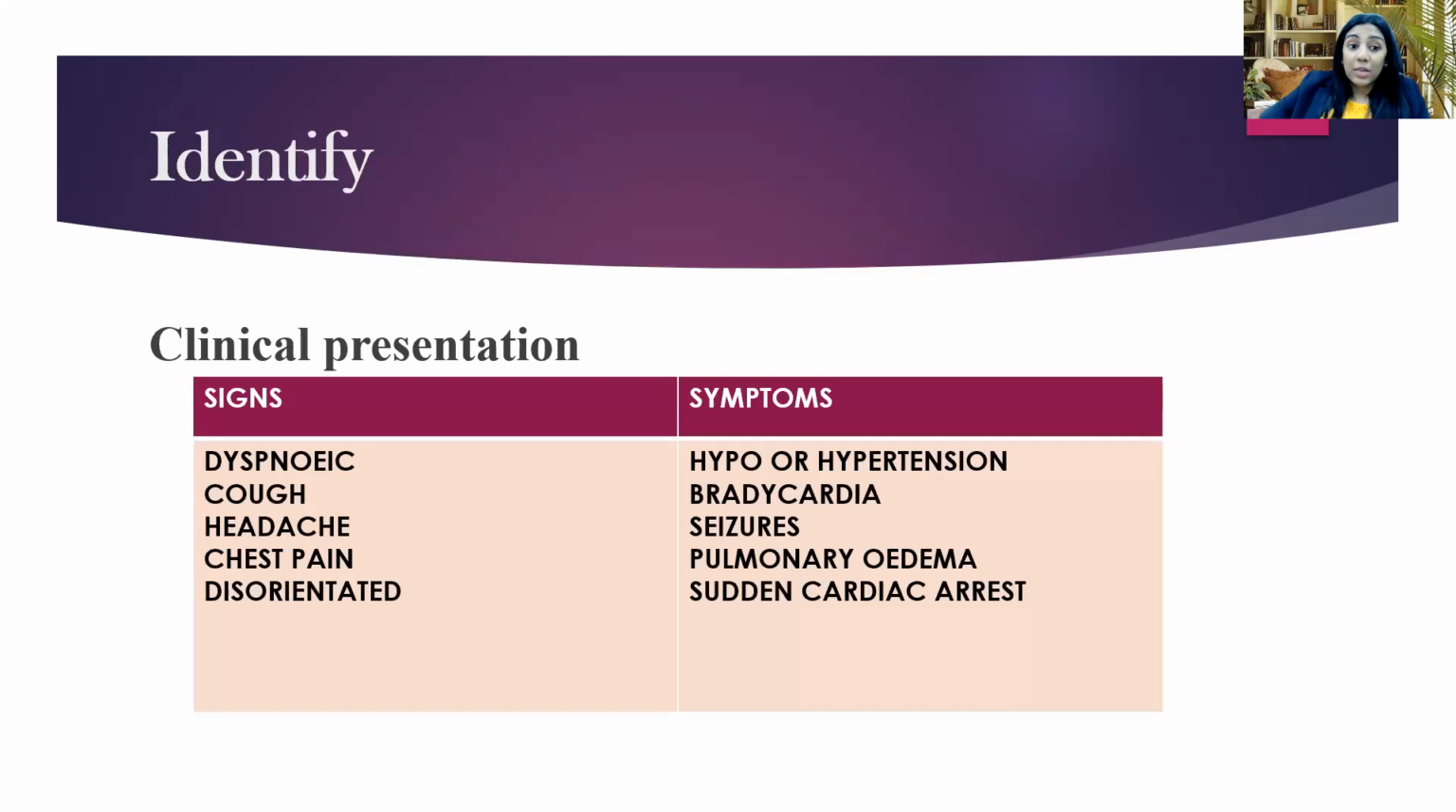So identifying involves the clinical presentation. The signs: the patient can suddenly complain of dyspnea, cough, headache, chest pain, or the patient can become disoriented suddenly. Symptoms: although hypotension is part of the triad, sometimes they can present with hypertension before the embolism sets in. They can also have bradycardia, seizures, pulmonary edema, and sudden cardiac arrest.